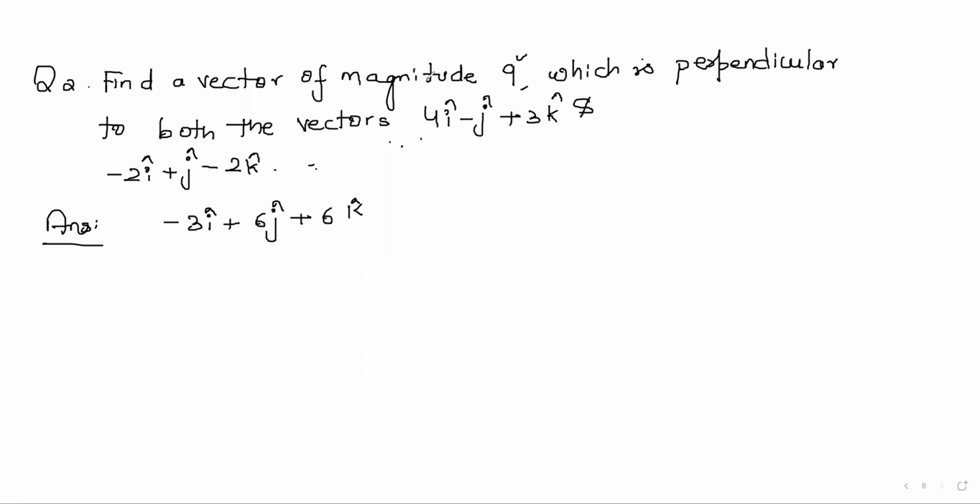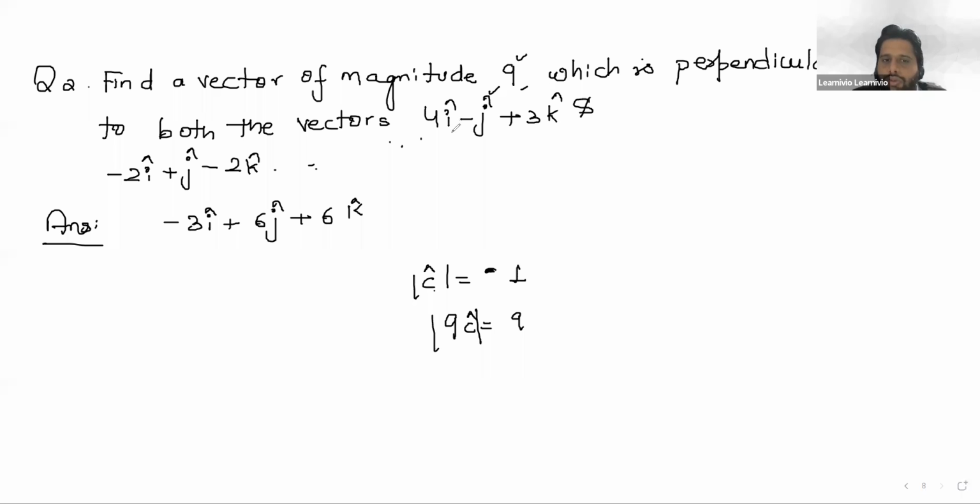1. You need a magnitude of 9. What will you do? Suppose I give you a vector, say C cap, and its magnitude is 1. You need a magnitude of 9. If you multiply this vector with 9, then what will the magnitude be? 9. Okay. So in the last question, find the unit vector, then multiply that with 9. You will get this answer.